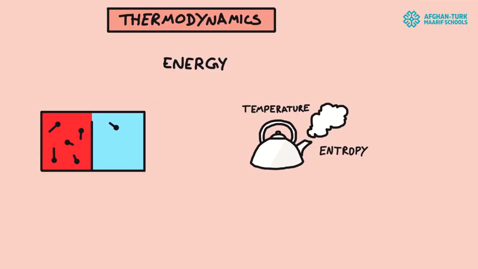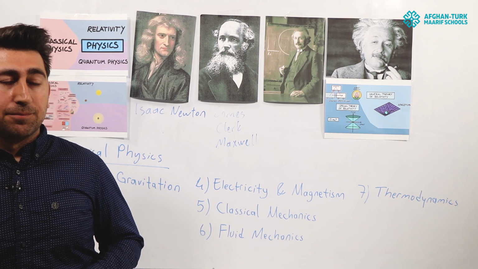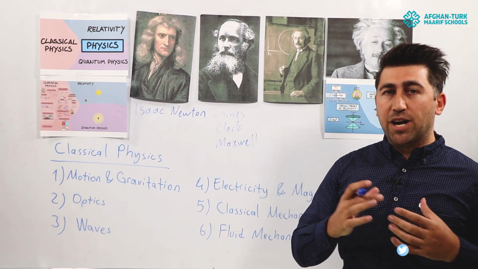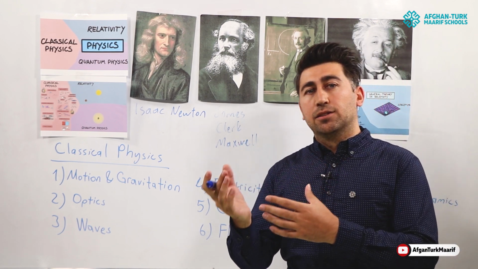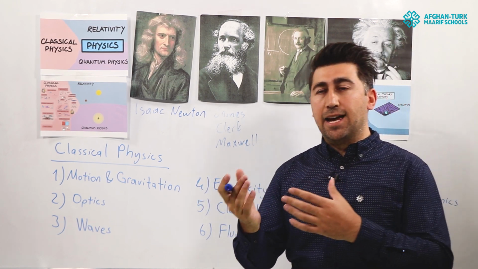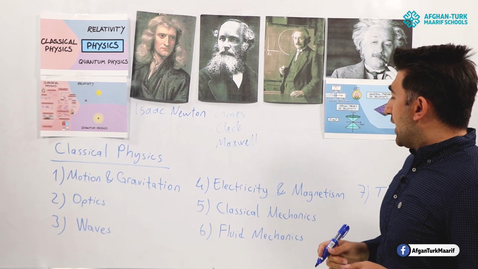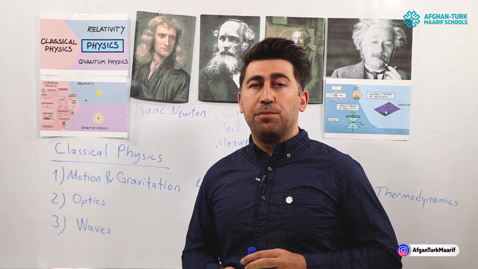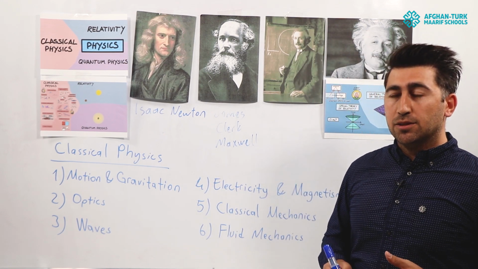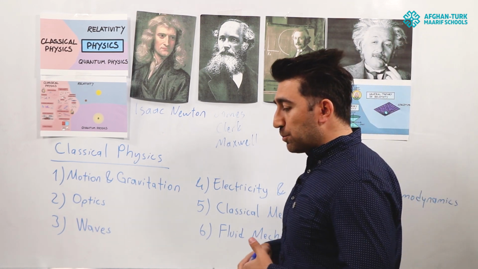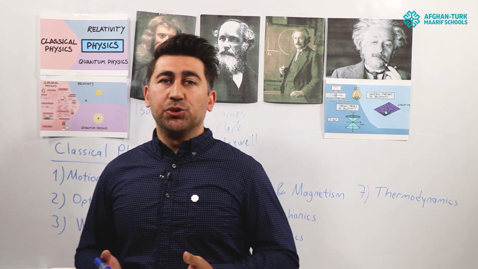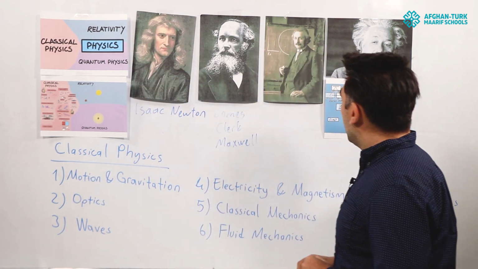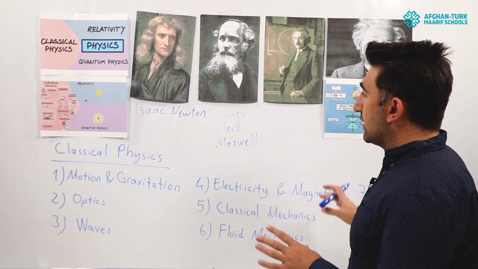So, finally, thermodynamics. Thermodynamics is the description of energy, how it passes from one form to another, solid to liquid, liquid to gas. Thermodynamics also includes entropy, which measures order and disorder. Entropy tells us how useful different kinds of energy are. Okay, classical physics, that's all.